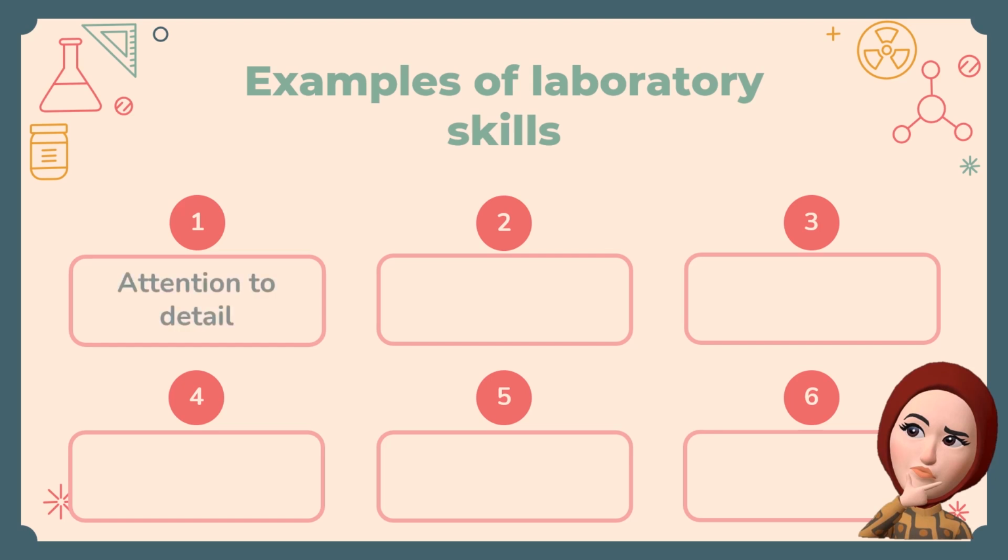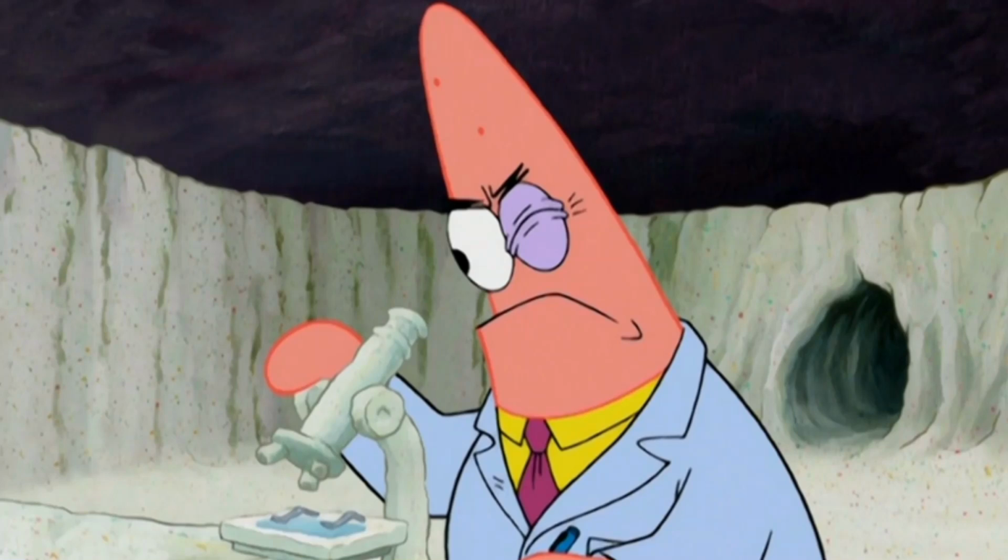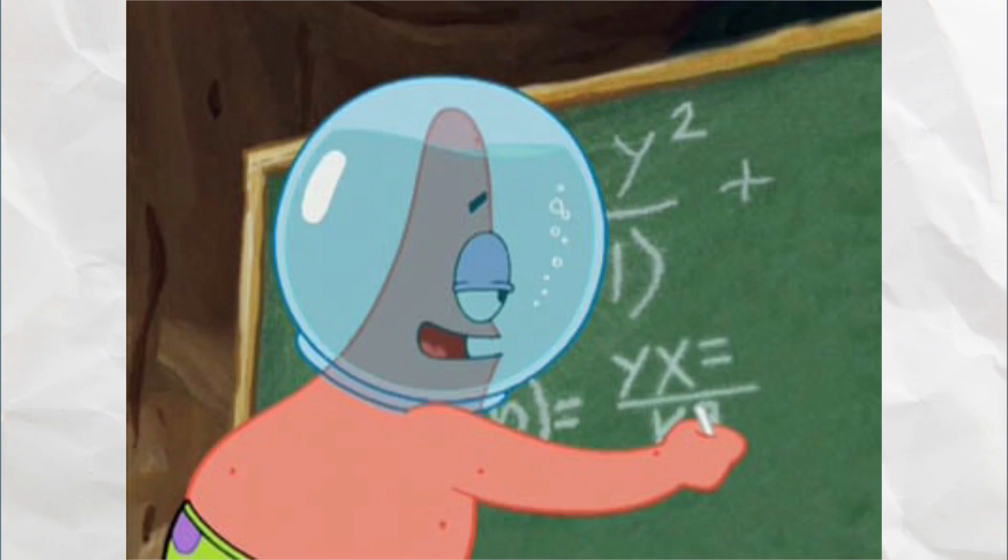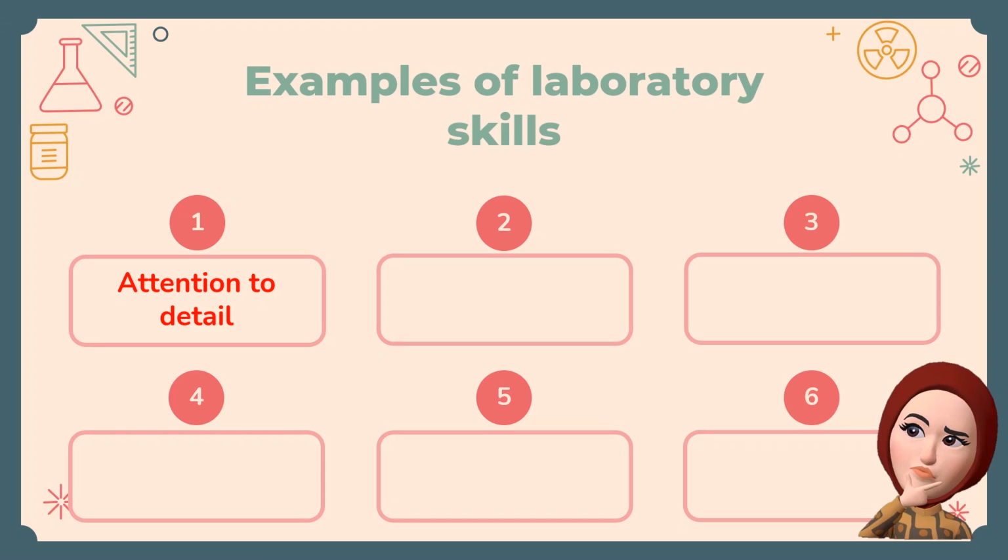First is attention to detail. It is always important for a scientist to display excellent attention to detail. When working in a lab, you must be extremely accurate and diligent in your measurements and calculations. If not, the result could end up being false or misleading.